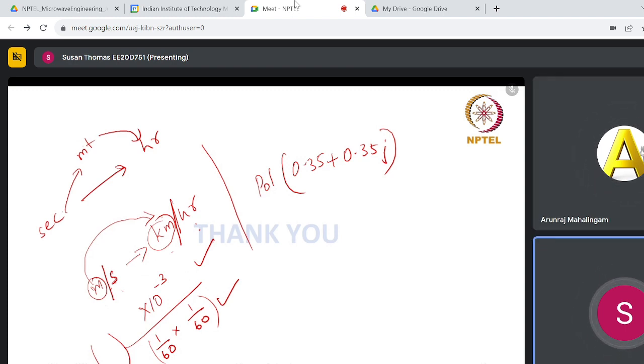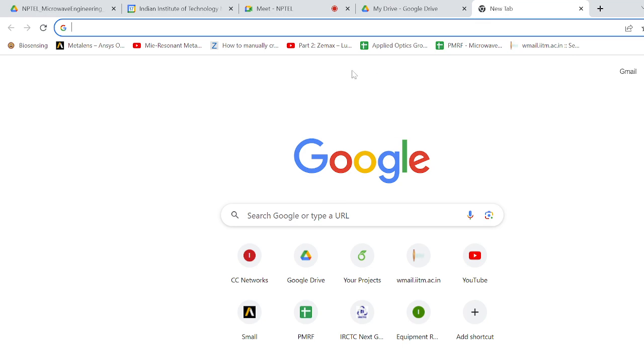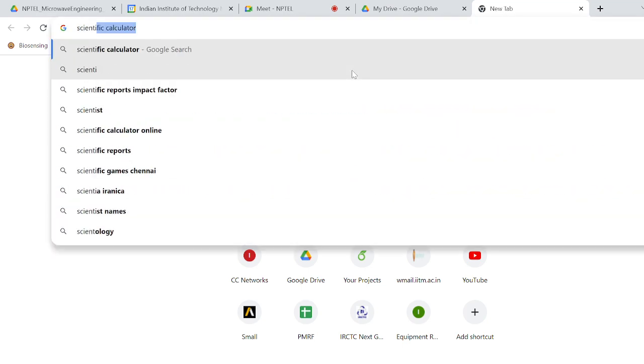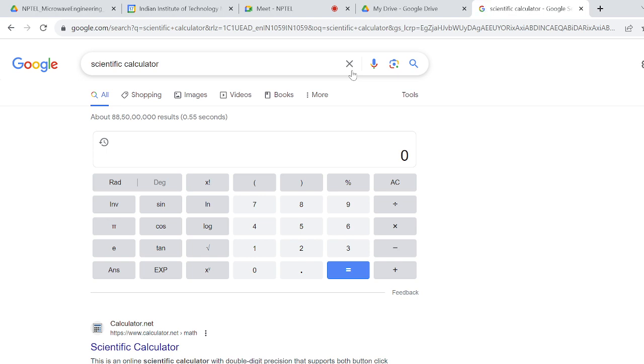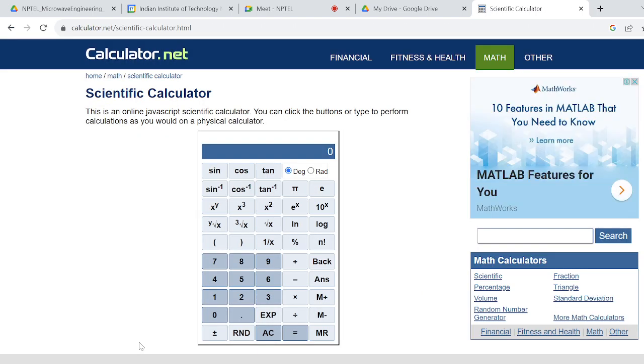Now polar to rectangular and rectangular to polar conversion. I think in your examination you are allowed a scientific calculator or screen calculator. I think it is a screen calculator. That online calculator, we have to use an online calculator like that. So in that case, the online scientific calculator, you can check.